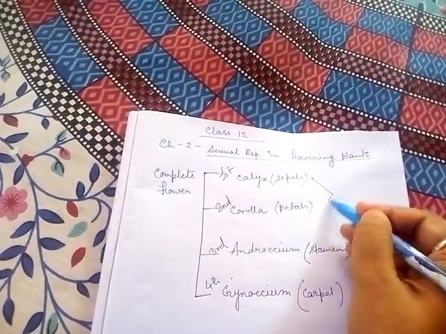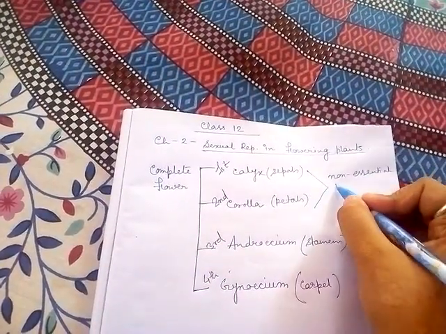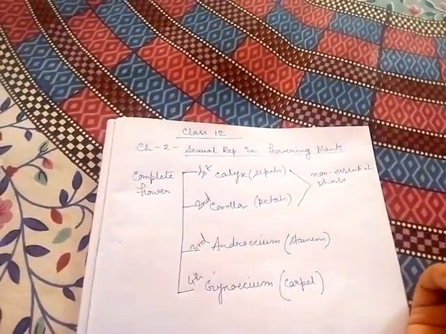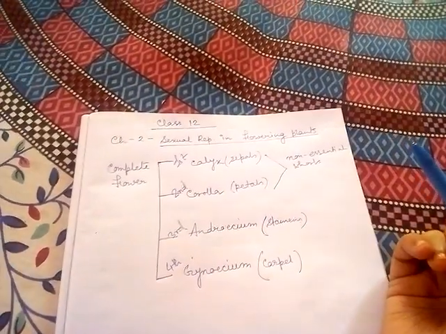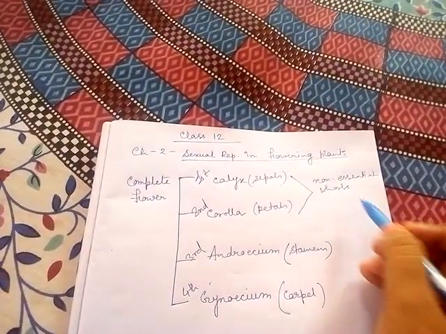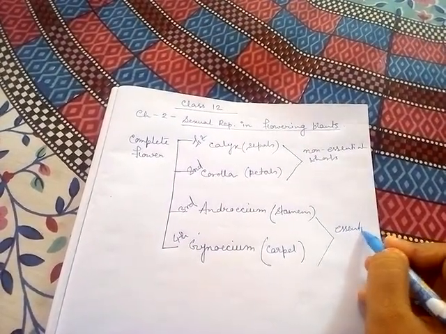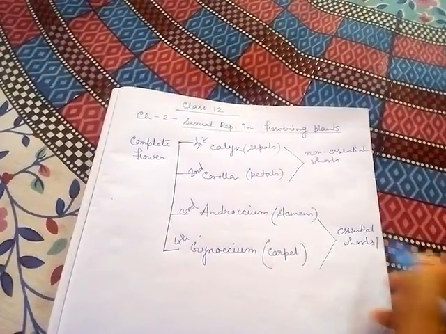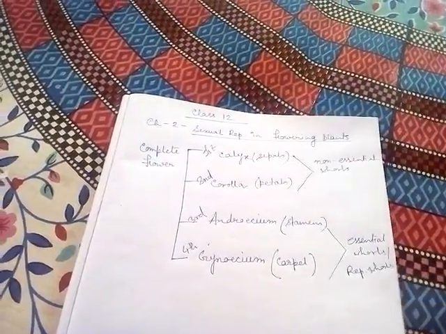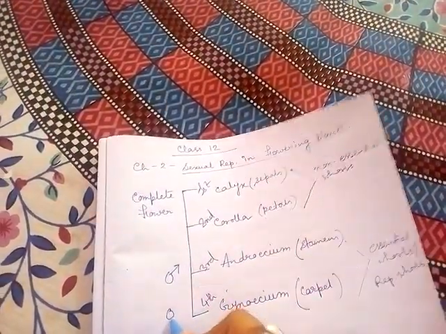And calyx and corolla are non-essential whorls. Why are these called non-essential whorls? Because these two whorls are not taking part in reproduction. These are mainly supporting whorls, or protective in function. Whereas androecium and gynoecium are essential whorls, because obviously these are taking part in reproduction. That's why these are also called reproductive whorls. Androecium is the male reproductive unit, and gynoecium is the female reproductive unit.